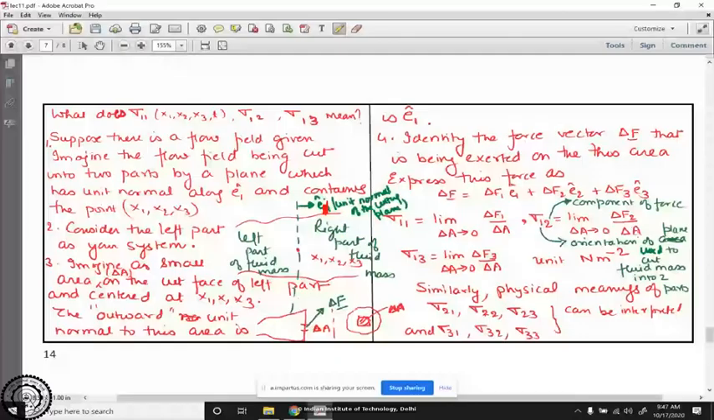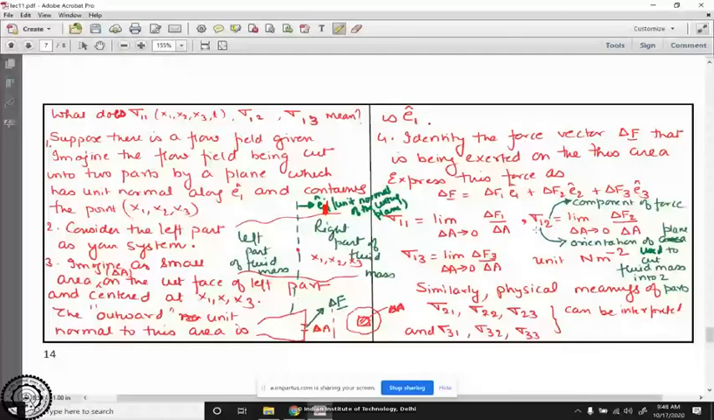So this 1 is actually telling me, the first index of 1 is telling me the orientation of the plane used to cut the fluid mass into two parts, whereas the second component is telling me the component of the force that you are focusing on. And similarly, sigma 13 will mean the limiting value of delta F3 by delta A as delta A goes to 0. In this way, you can attach similar physical meanings to sigma 21, 22, 23, and other components as well.